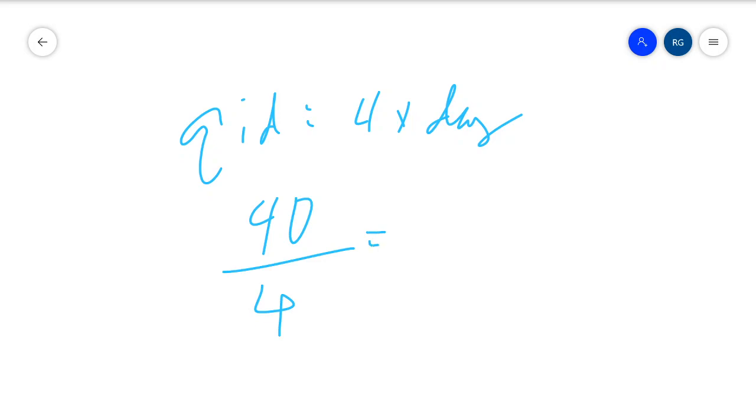Number 4. Ampicillin 500 milligrams. Number 40, 1 QID equals 4 times a day. 40 divided by 4 gives you 10 days. All right, pretty self-explanatory. You just have to know if it's 2 times a day, once a day, 4 times a day. It may even give you hours.